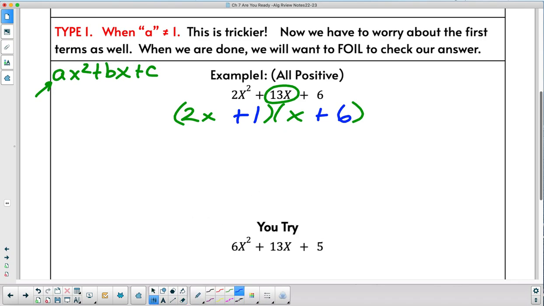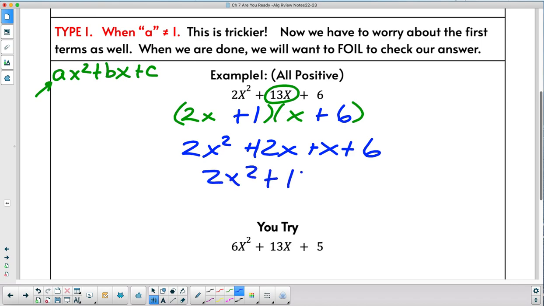Okay, and just as a check, 2x squared, that's my first. My outside is 12x. My inside is x, and they are added together. And then I add 6. So I've got 2x squared plus 13x plus 6. And we got it made.